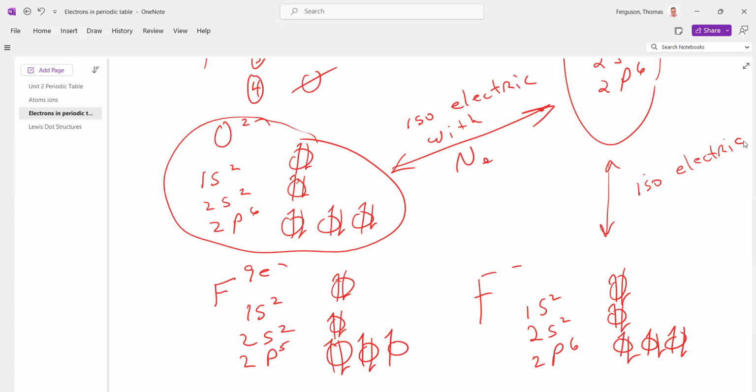What was your question? Not two different elements. If you're just looking at the bare element, a neutral element, they have unique configurations. But if you gain some electrons or lose electrons, then it's going to be isoelectronic with something. So if you lose one electron, like with oxygen, you're going to have oxygen plus 1. So it's going to be isoelectronic with nitrogen.